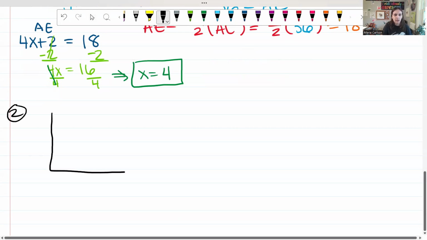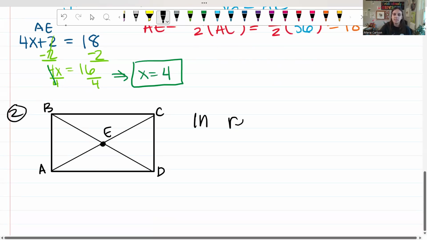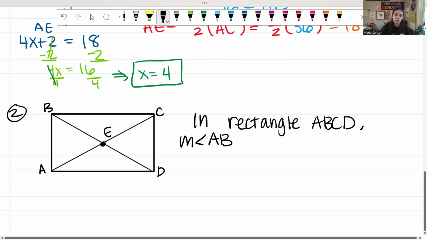Here is our rectangle. A, B, C, D. And then we have the diagonals BD and AC. And they intersect at point E. In rectangle ABCD, the measure of angle ABE is 2x plus 4 degrees.